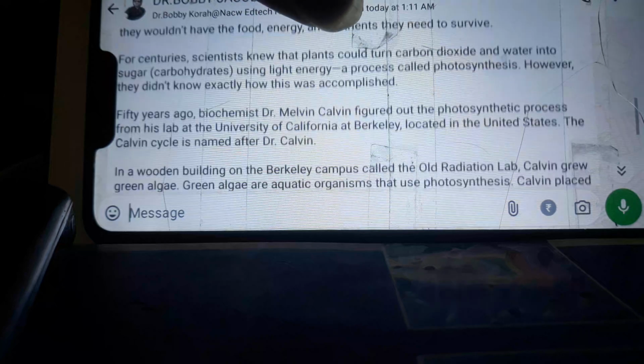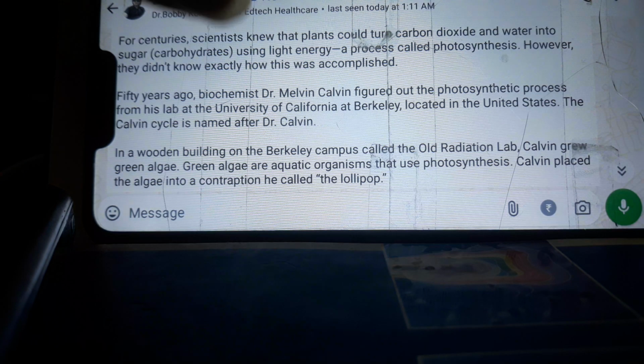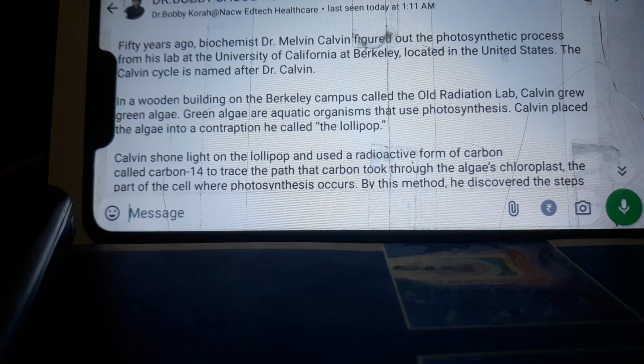For centuries, scientists knew that plants could turn carbon dioxide and water into sugar carbohydrates using light energy, a process called photosynthesis. I think we've already discussed that, and this is just an extension of what I've spoken to you. However, they didn't know exactly how this was accomplished. So 50 years ago, biochemist Dr. Melvin Calvin figured out the photosynthetic process from his lab at the University of California at Berkeley, located in the United States.